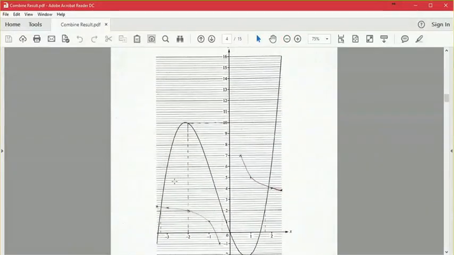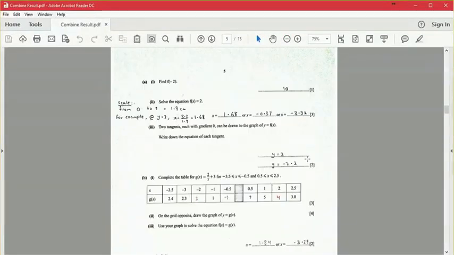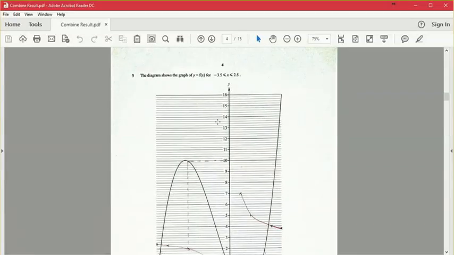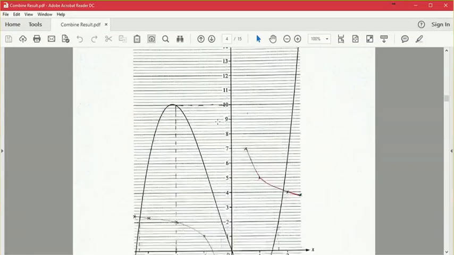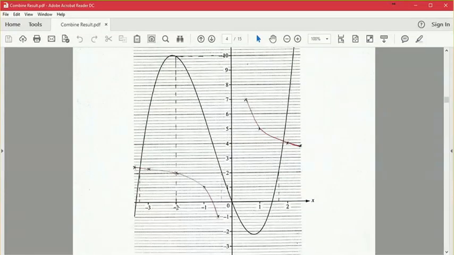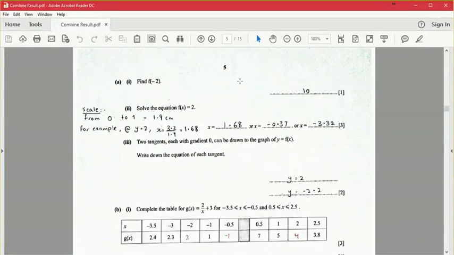Here it is, this one in black. The first question wants us to find f of negative 2. To find it, we'll come here at negative 2 and draw a line which meets the curve at 10. So the answer is 10.